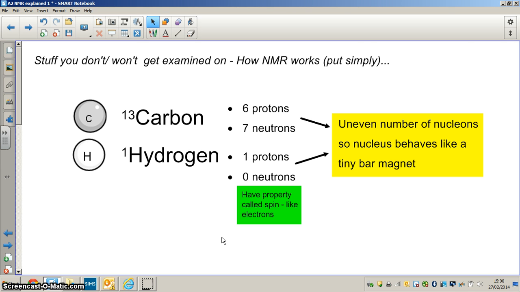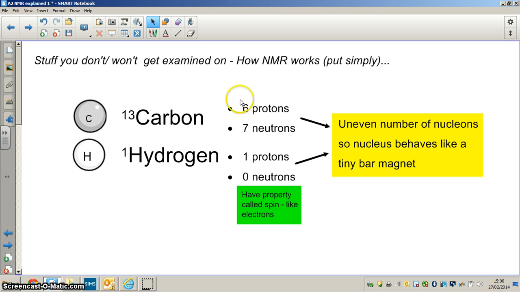The first thing is, when we're talking about NMR, we're really talking about carbon-13 and carbon and hydrogen. And the reason is this: if we look at carbon-13, if we look at its nuclear structure, it's got 6 protons and 7 neutrons. And if we look at hydrogen, it's just got a single proton.